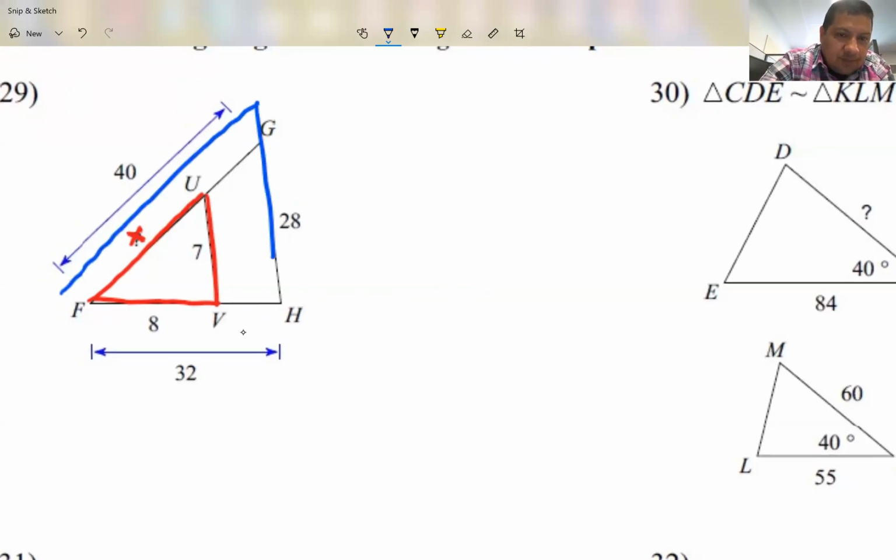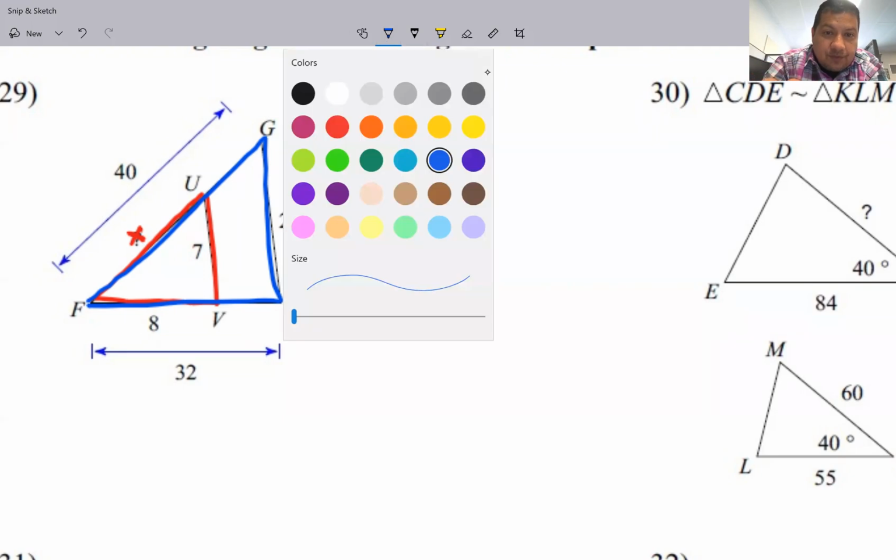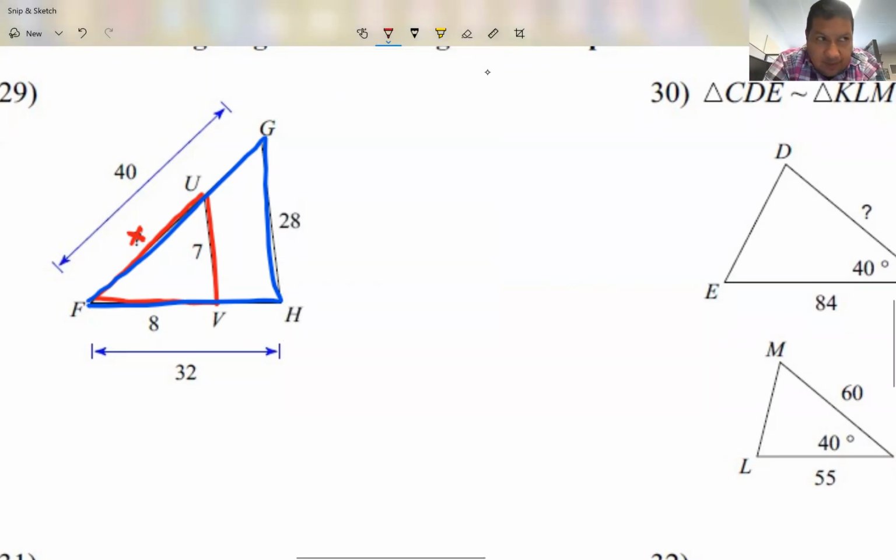This blue triangle that I'm going to highlight. Let me actually go over it. There's a blue triangle, and the measurements of the blue triangle are 40, 28, and 32. From the red triangle, I'm going to use two sides only. So I got choices. For sure, I have to use X. From the other two sides, it doesn't matter which one I use. I'm going to use 7.